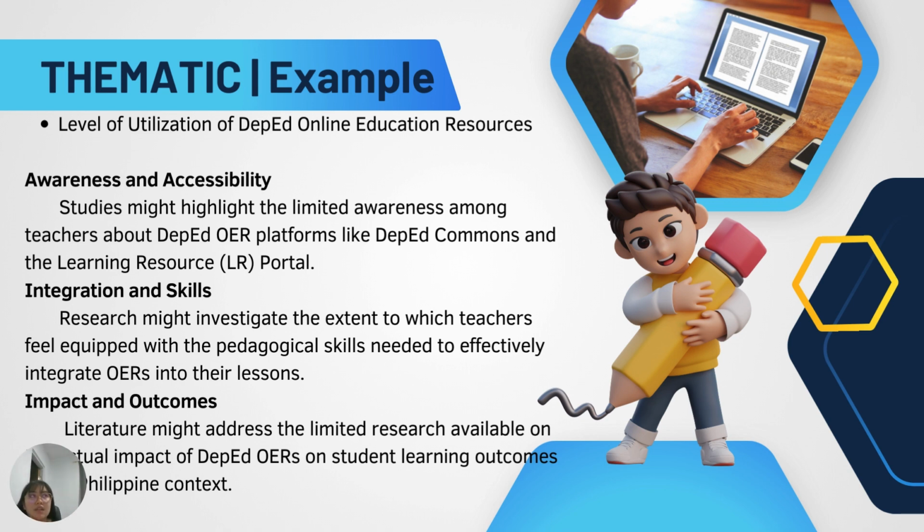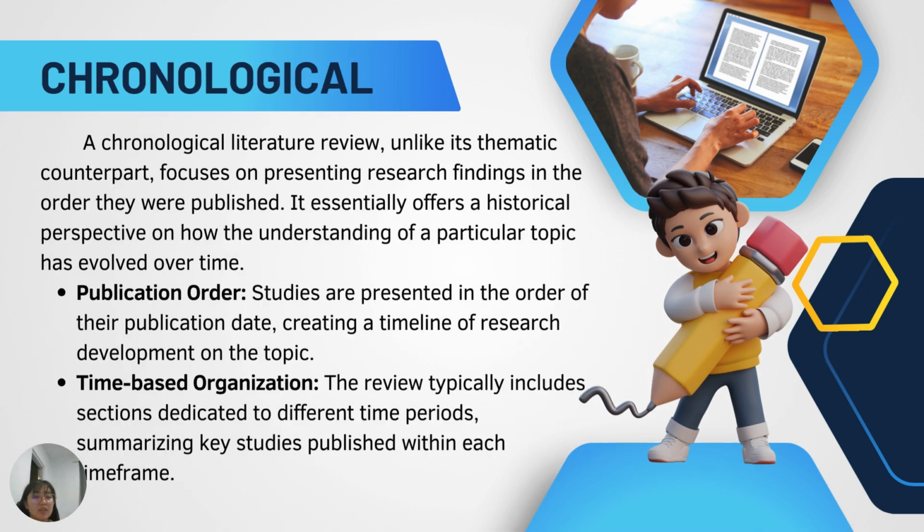And I would suggest for you to use this one because you will be able to discuss thoroughly each theme for your research. So let's have the second one, chronological literature review. Unlike the thematic counterpart, it focuses on presenting research findings in the order they were published. So just like our chronological type of literature review.